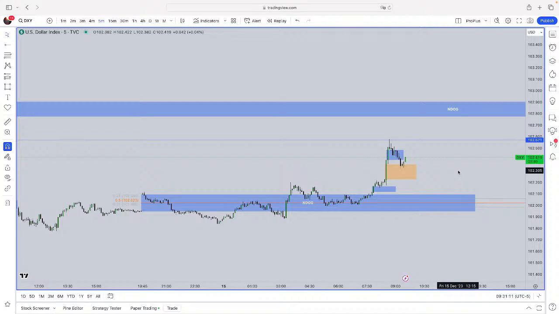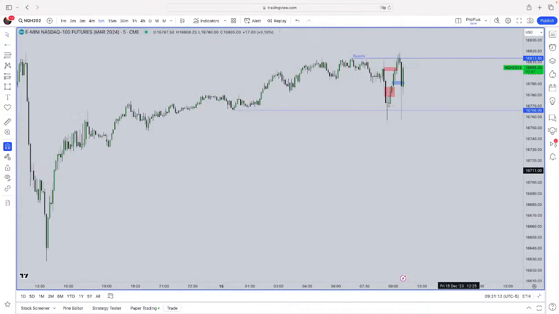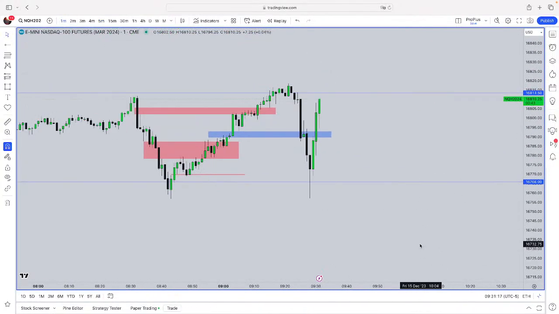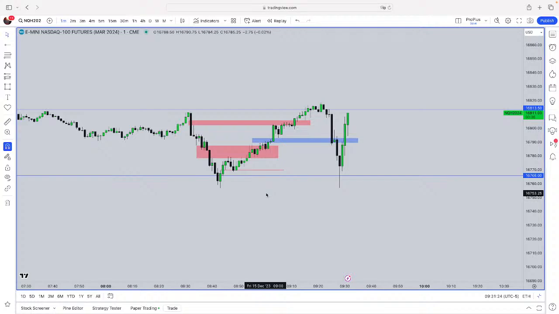In 15 minutes, the news will come out. Very aggressive movement from Nasdaq straight away.